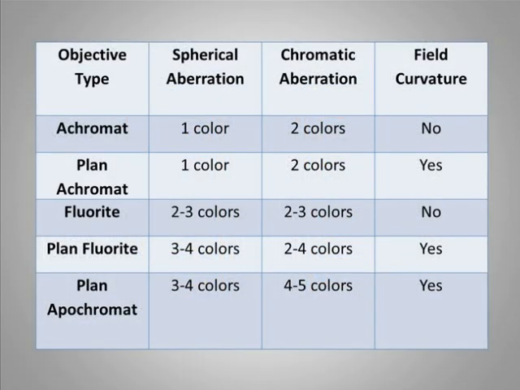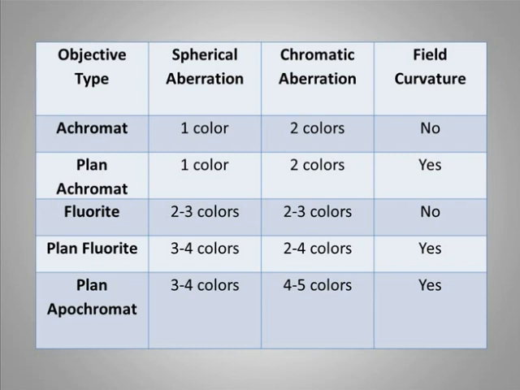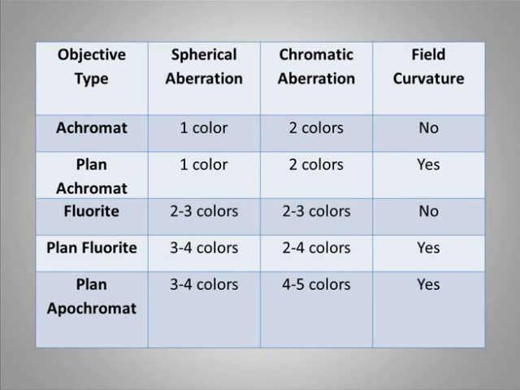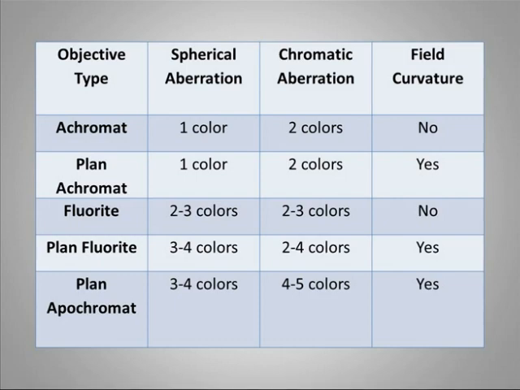This table summarizes the types of objectives that are available to correct for spherical aberrations, chromatic aberrations, and field curvatures, and to what level they perform these corrections. Plan achromat is considered to be the best type because it corrects these aberrations the best, as it corrects the most colors in spherical and chromatic aberrations, and it corrects for field curvature. Achromat lenses, however, have the least amount of correction.